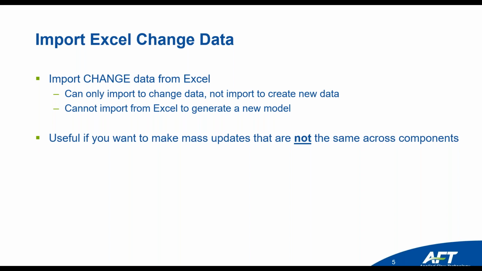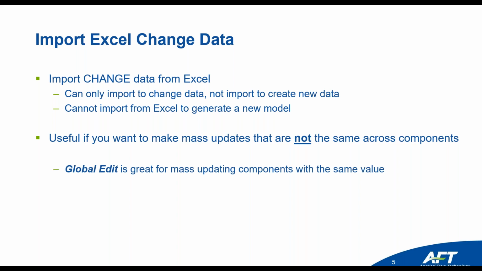This is very useful if you want to make mass updates across multiple components, but those updates are not the same across components. If you're familiar with our software, you know about Global Edit. Global Edit is excellent for mass updating components if it's all the same value. For example, you want to change your header pipe sizes from 10-inch all to 12-inch. You'd use Global Edit because it's essentially one step to change all of these pipes to the same value.